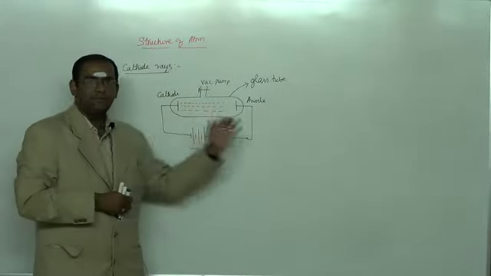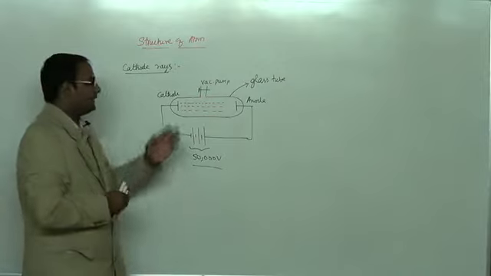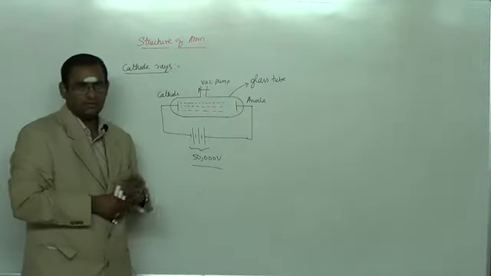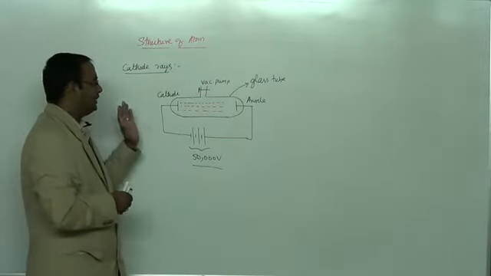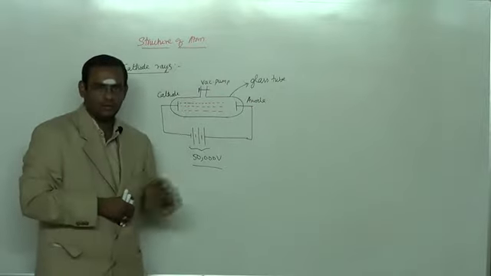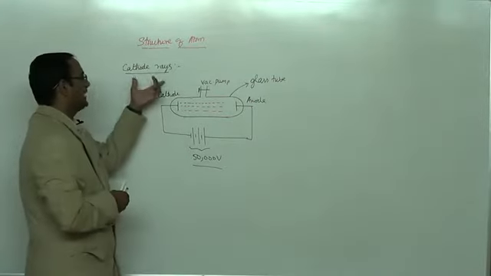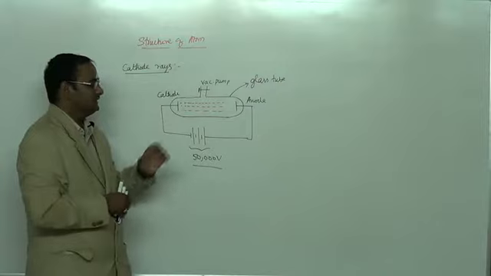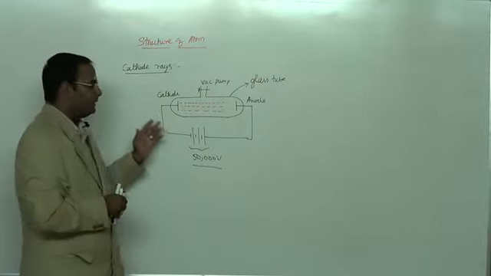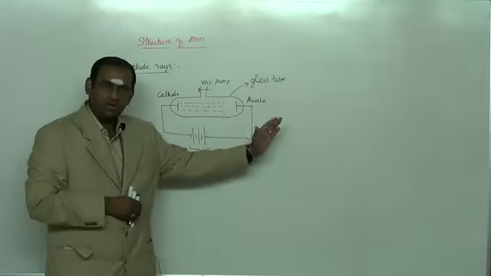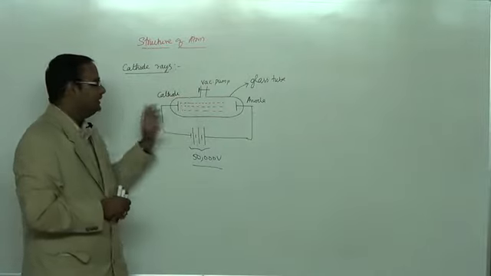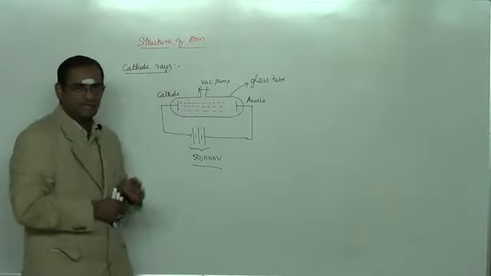This stream of particles which travel from cathode to anode inside the tube, they are called cathode rays.